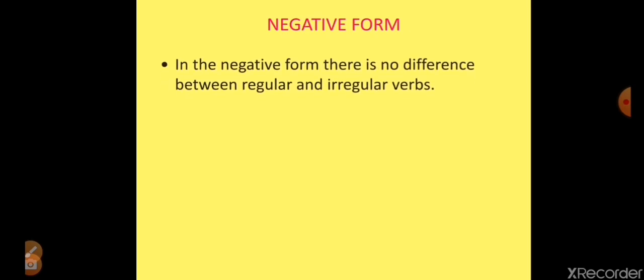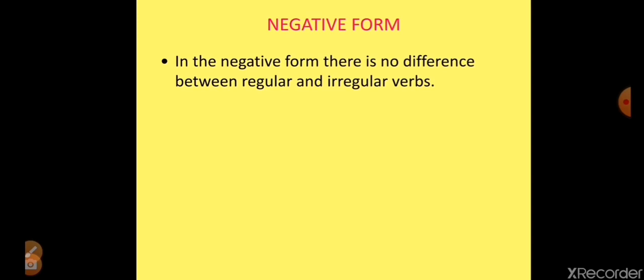The negative form. In the negative form, there is no difference between regular and irregular verbs. If you remember, we talked about the past simple having two types of verbs, the regular verbs that usually finish with D, and the irregular verbs that either change in the past or do not change, they stay the same, like for example, cut, put, and so on. So when you want to form the negative of the past simple, you don't differentiate between regular or irregular verbs. How do we form the negative?